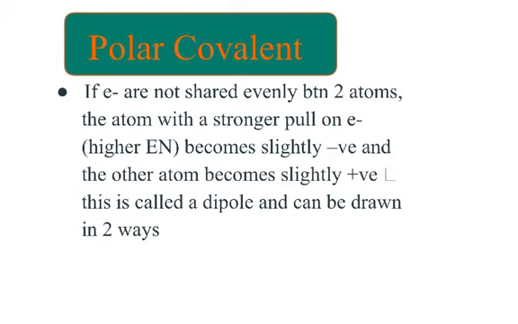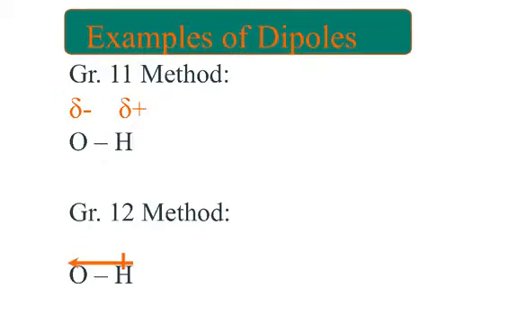So polar covalent molecules are really the tricky ones here. If electrons are not being shared evenly between two atoms, we have one atom pulling harder on that electron pair, and it's going to become slightly negative. And then we have the other atom that's kind of holding on for dear life, and it's going to become slightly positive. And this is called a dipole, and it can be drawn in a couple of different ways. So the grade 11 model is just showing this slight negative and slight positive, kind of like curly S's that you do.